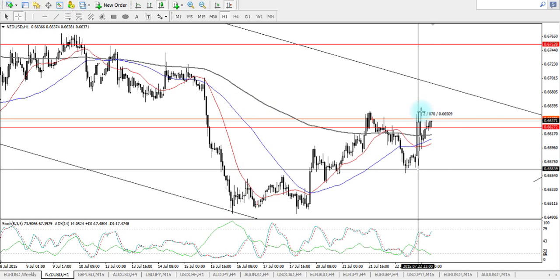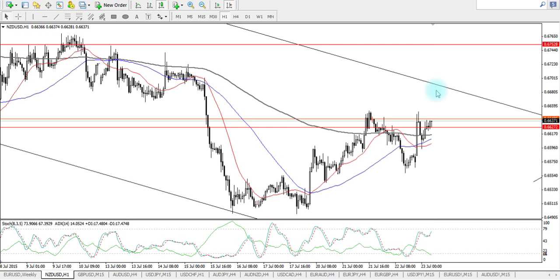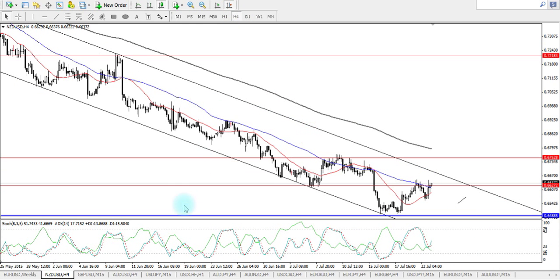So if you look at this, we are expecting price to appreciate a little bit further. Look at the price of 0.6683 to go for a short opportunity again. So that's for the New Zealand dollar against US dollar. Next we have the pound against the US dollar.